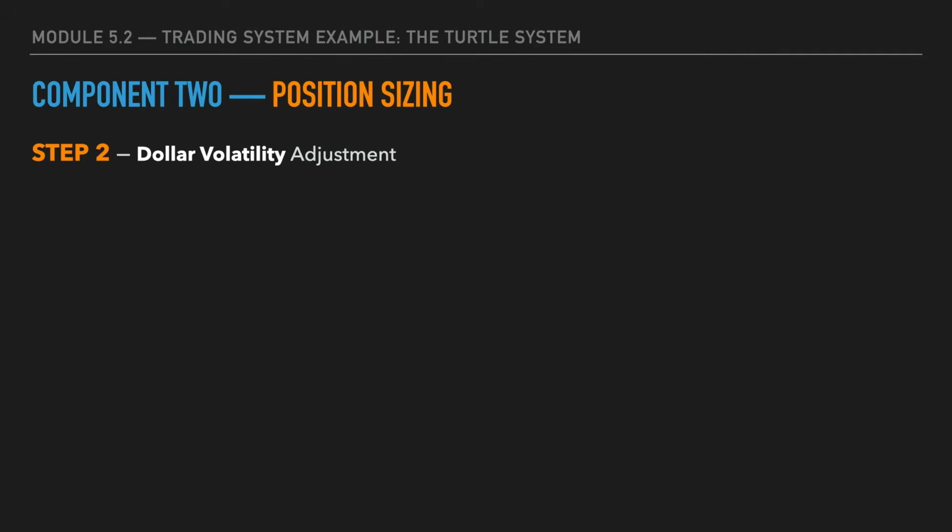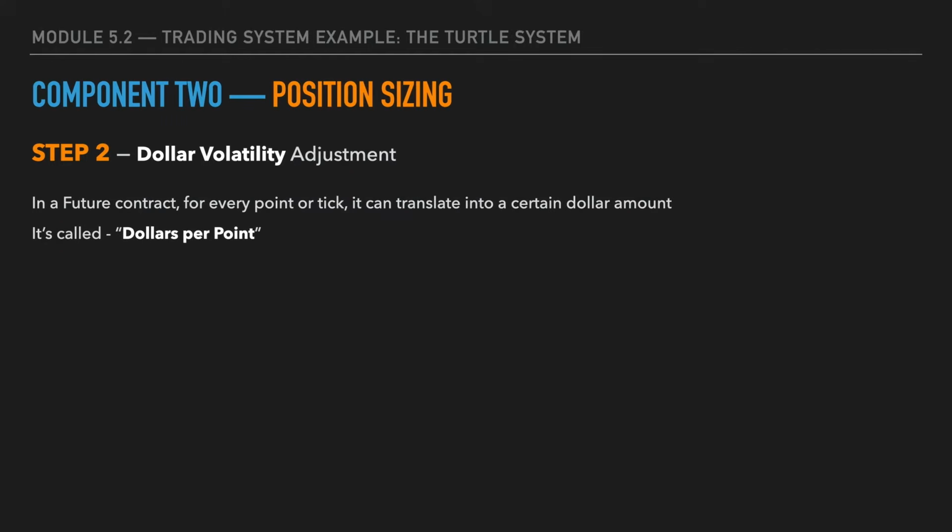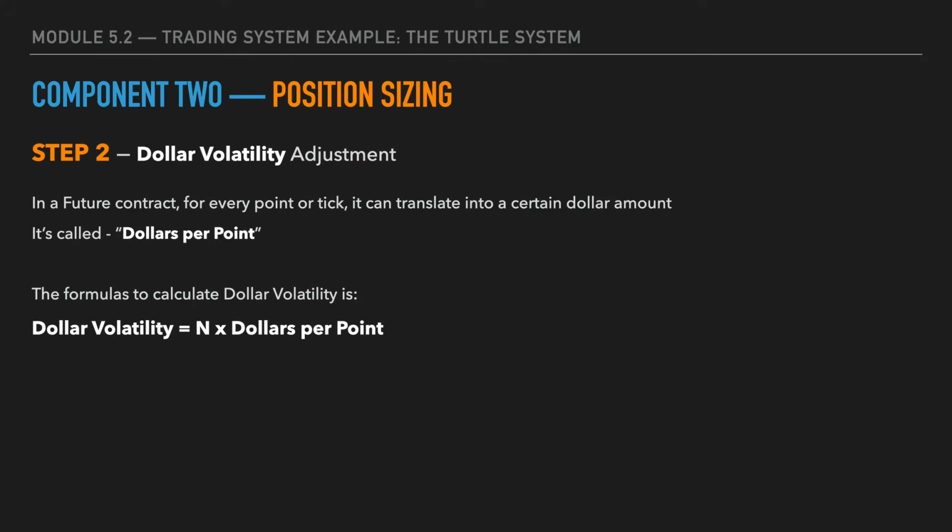Alright, once we get the market volatility value N, we need to translate this market volatility into a dollar amount volatility. This is step 2, called the dollar volatility adjustment. If you are a futures trader, like the Turtle traders, you will know that in a futures contract, every point or tick translates into a certain dollar amount. It's called the dollar per point. To calculate the dollar volatility is very simple. You just multiply N by the dollars per point.